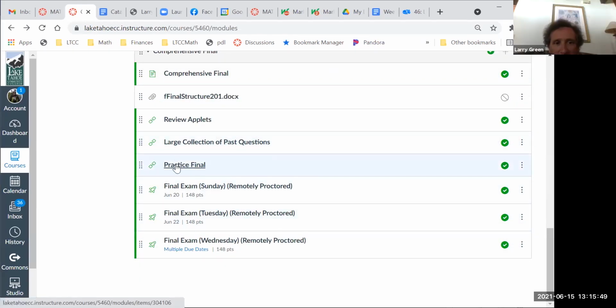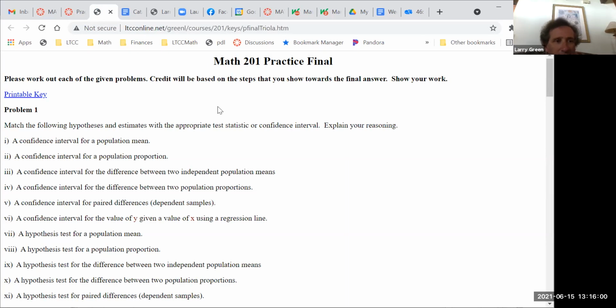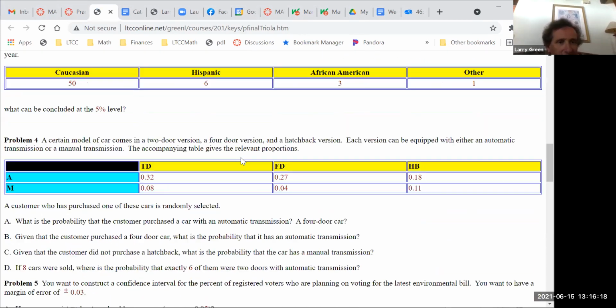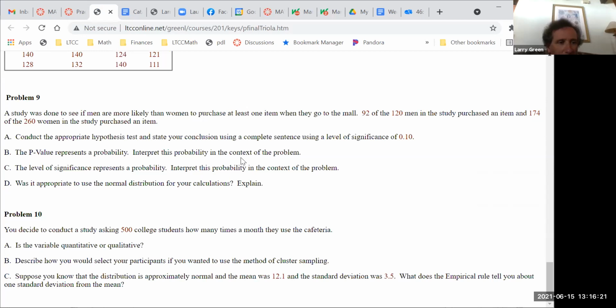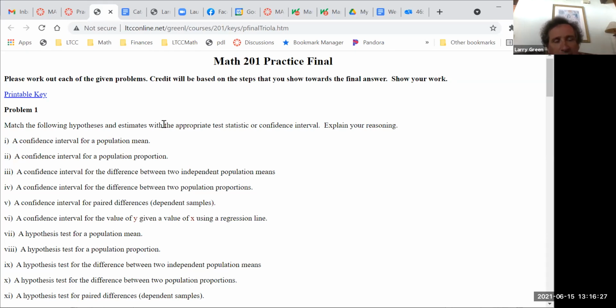Then there is a practice final. Let's click on it. So there's a practice final, and this one does have a key. Again, I want to make sure that you have what you need. So you have one with a key, you have problems without a key, you have these applet-type problems, but there are definitely lots and lots of problems. So this is a sample. It's a final exam I gave a long time ago. This is a written final exam from days when we were on campus.